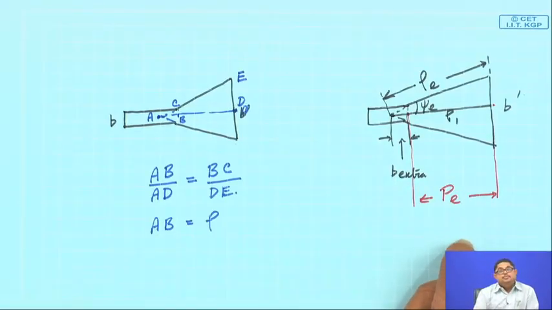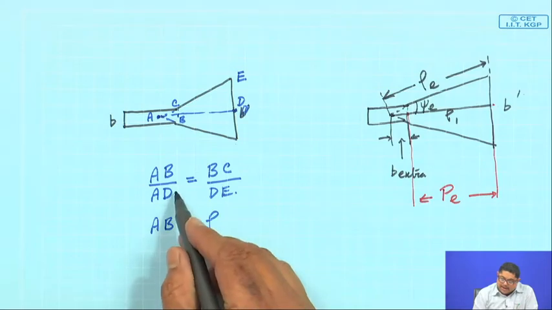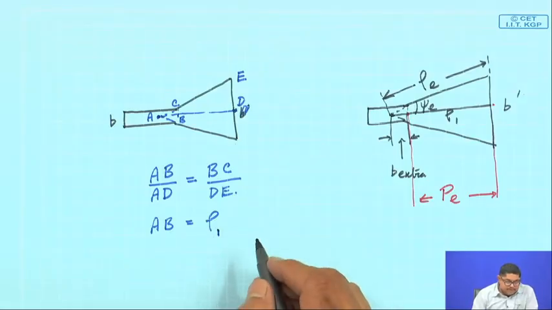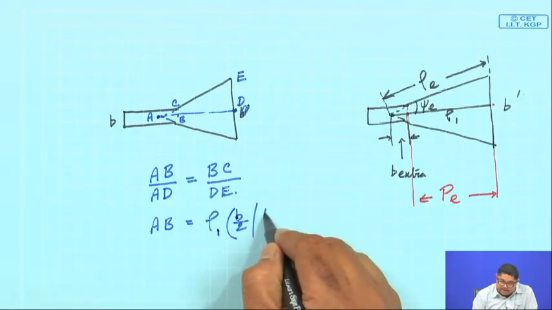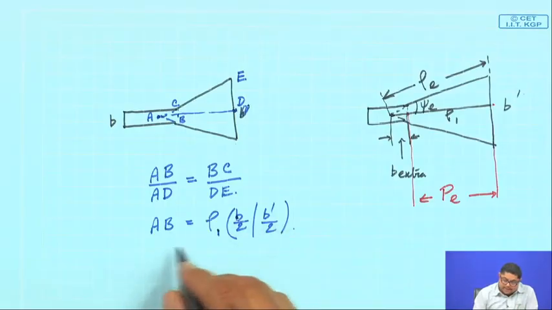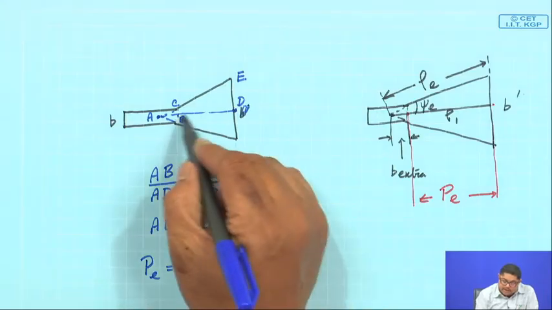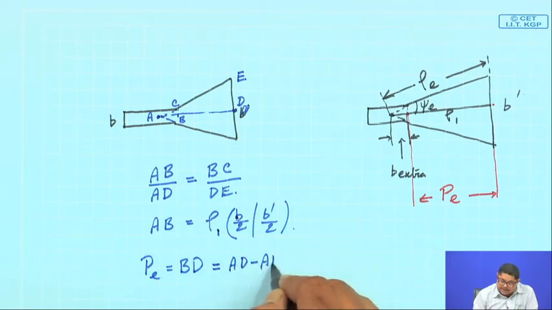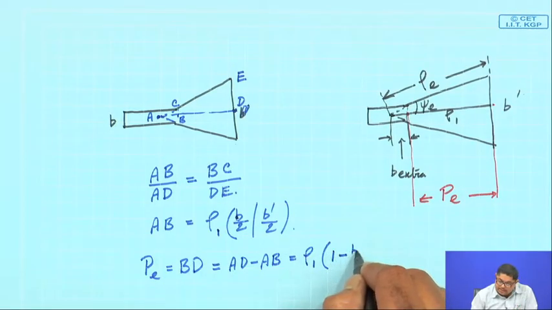So, I am trying to calculate P from the given quantities. Here I can put what is AB. AB is equal to AD, and AD means from here you can see rho 1 into B by 2 by B dashed by 2. So, what will be P? P is equal to BD, that means AD minus AB, which is rho 1 minus rho 1 B by B dashed.